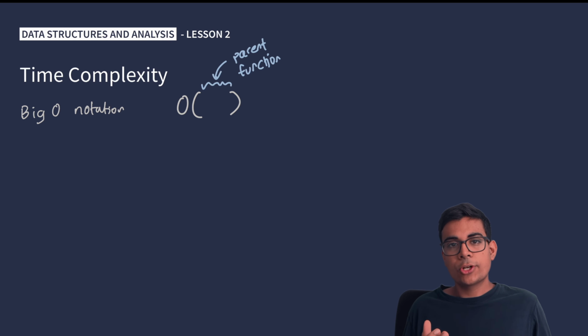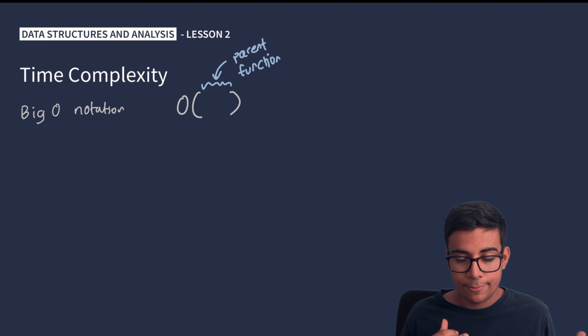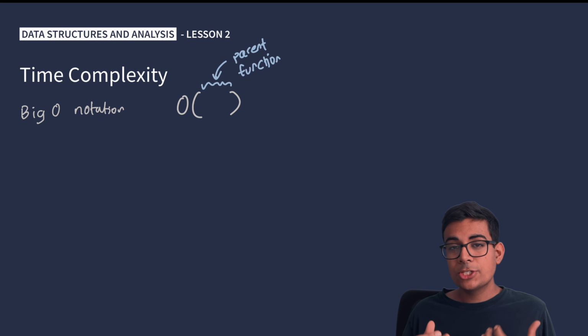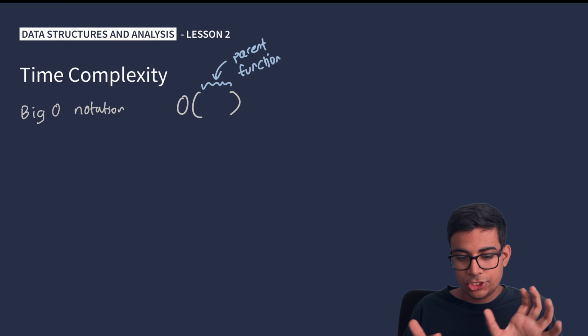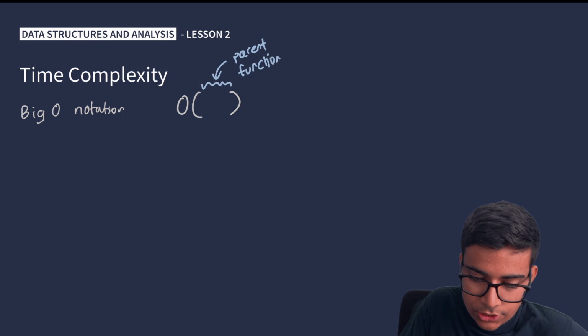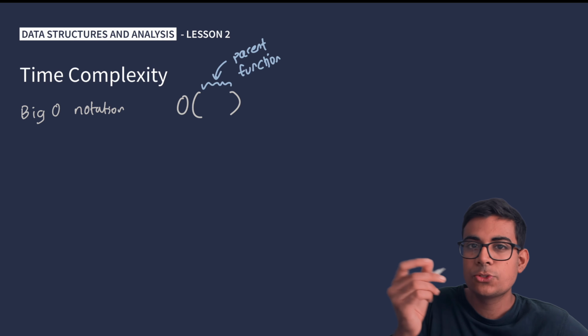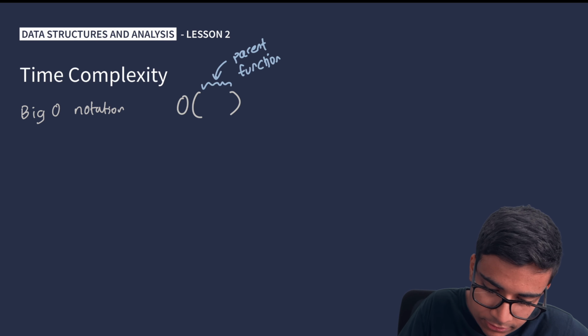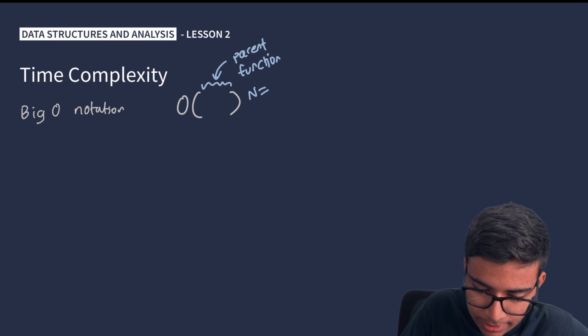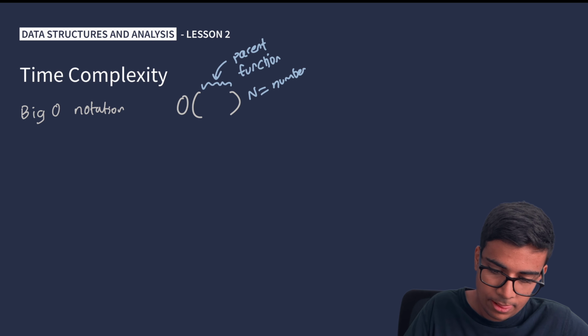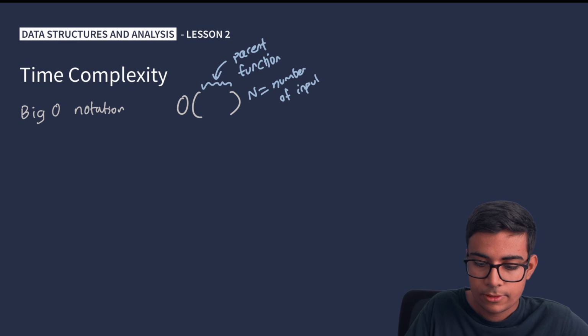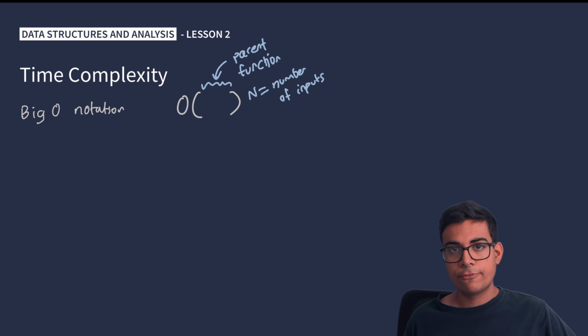However, what are we even trying to describe? What do we mean by efficiency? What variables are we comparing? Essentially, we're going to be comparing the number of inputs into a function. So I'm going to write this out here. You have x, or in this case, we call it capital N. So N is going to be the number of inputs into your function.